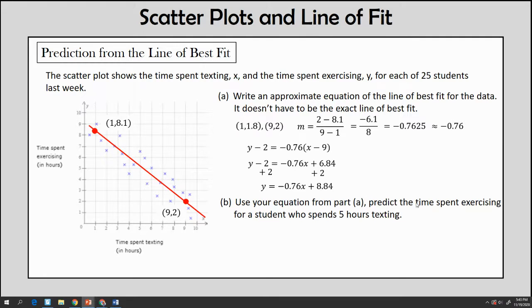All right, use your equation from part A to predict the time spent exercising for a student who spends 5 hours texting. So let's use the equation. Here's the thing that generates our answers. Put 5 in here for x, because remember, 5 is the number of time spent texting. That's down here. And we're going to get about 5.04 hours. So let's take a look here at 5, come up, boom, just a little bit past 5 up here. I would say that's pretty close. Okay, so that's how we write our line of fit.